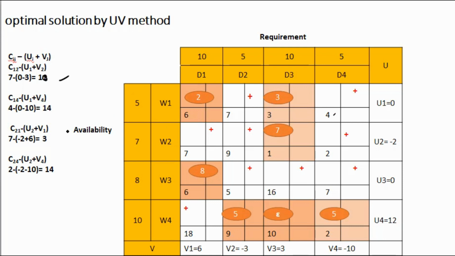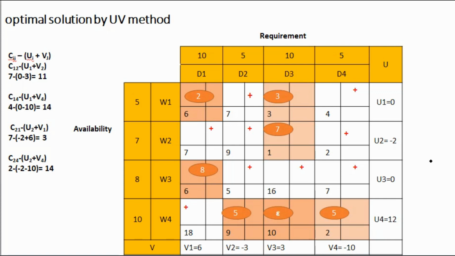Similarly, if you go for the next cell, that is C14, the value Cij is 4 minus u1 and v4, where u1 is 0, v4 is minus 10. So minus of minus becomes plus. So 4 plus 10 is equal to 14. That is why it's marked as positive. Similarly, I calculate for all the non-basic cells, and I find that we have got positive. That means all net evaluations are positive.